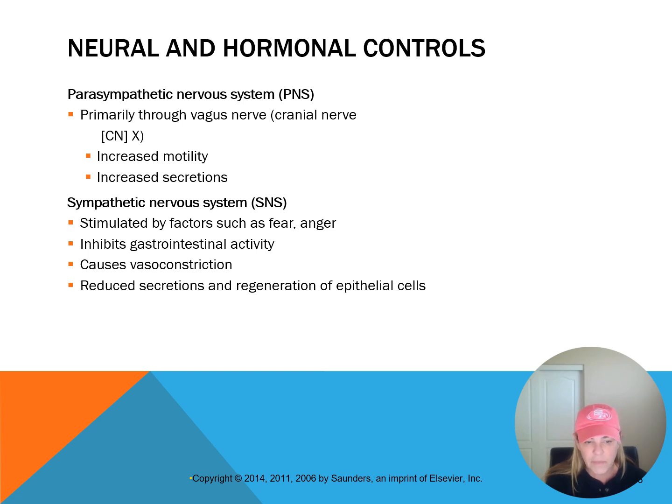The sympathetic nervous system, on the other hand, is stimulated during times of fear and anger, and this inhibits gastrointestinal activity. It basically causes vasoconstriction and blood shunting away from the stomach to other parts of the body which the body considers more important: the brain, the muscles for movement. So this actually shuts down during times of flight. So in the fight or flight type of reaction, the system is going to shut down the digestive system and divert the blood to other areas of the body.